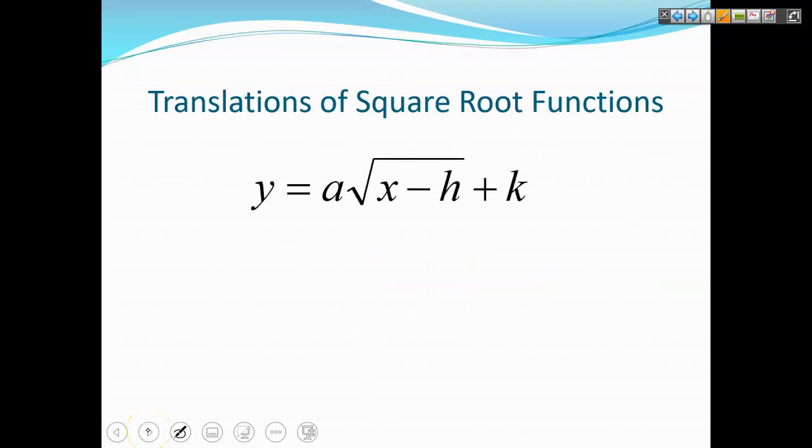Similar to the translations and transformations of a quadratic, we have the translations and transformations of a square root. A square root function will be shifted in those same similar directions. It will be stretched in the same similar way.